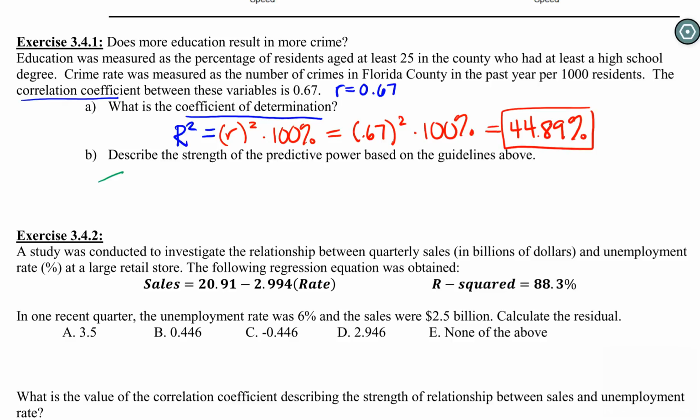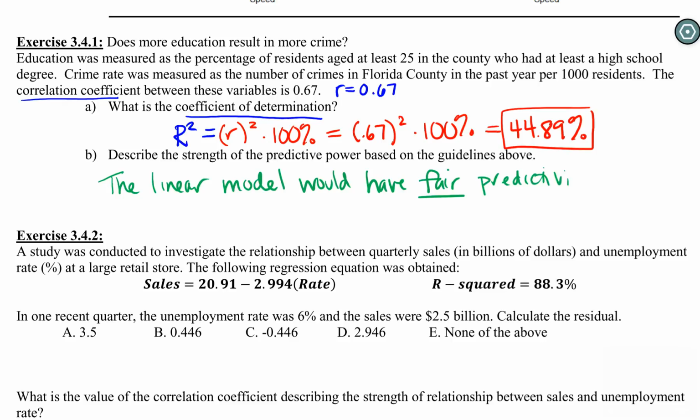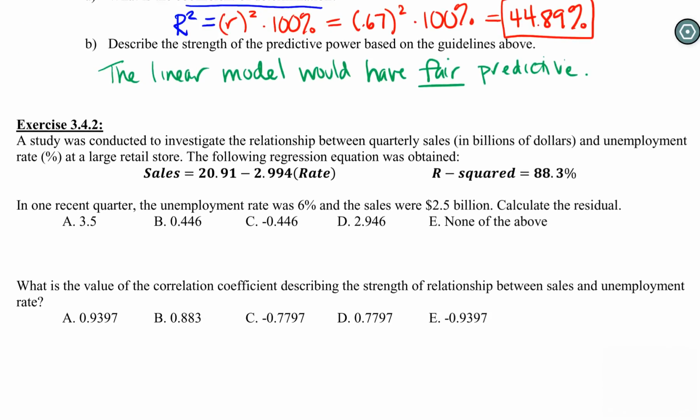Okay, so the linear model would have fair predictive power. And I don't even know what it says in the little table because I refuse to scroll back up, but I think it's fair. Okay, so the next question is much more of a test question to me. So this is one where I'm going to say, take a moment, pause, try this on your own, and then we'll come back and work on it together.